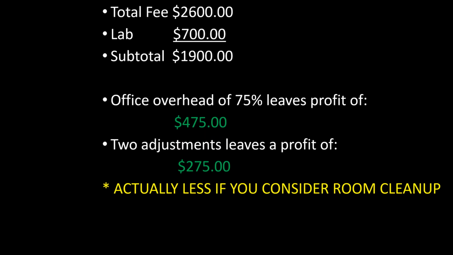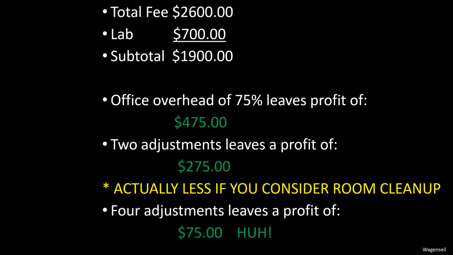And it's actually less if you consider you have to pay to clean up the room, and it's less because you're not making money in an adjustment. And so it's downtime. So it's actually more costly than that. 4 adjustments leaves a profit of 75 bucks. So boy, do you lose money in a hurry. So if we can control an adjustment, it's a big deal.